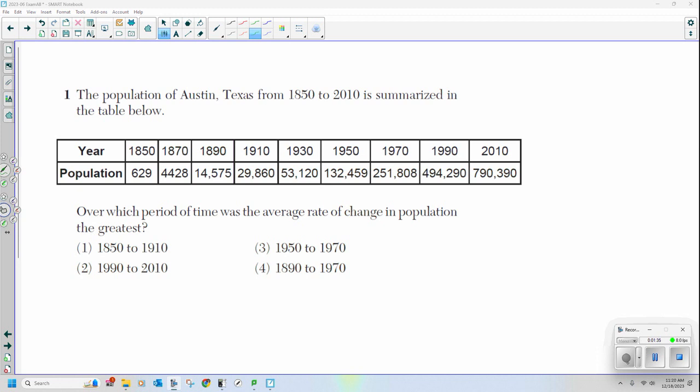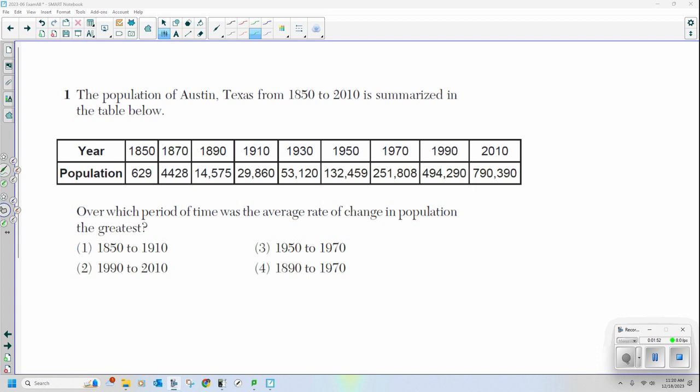From 1850 to 2010, we have a table that has the population of Austin, Texas, and it's summarized in this table below. They give us the year and the population, and they ask us over which period of time was the average rate of change in population the greatest.